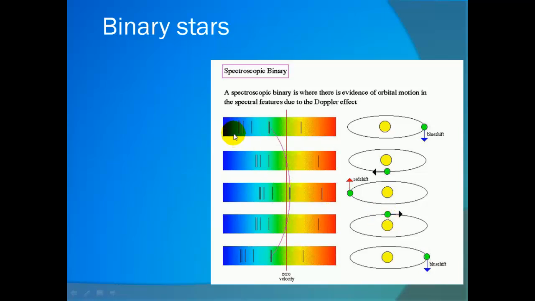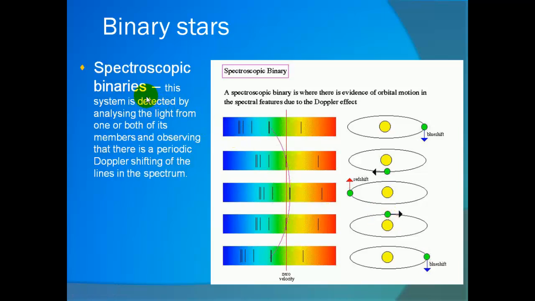Other binary stars are spectroscopic binaries, and we know that basically because when one of the stars moves towards us, its spectrum will be blue shifted, and away, it's going to be red shifted, and so on.